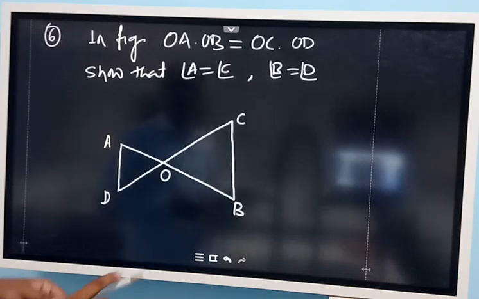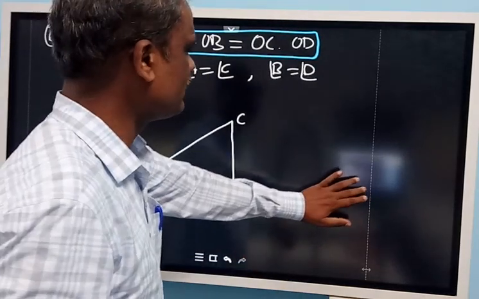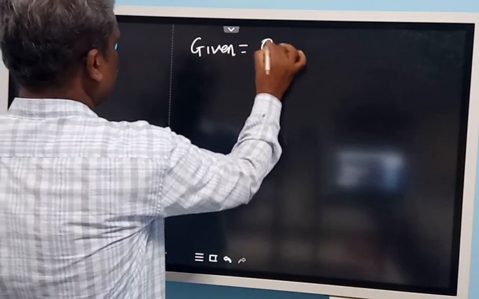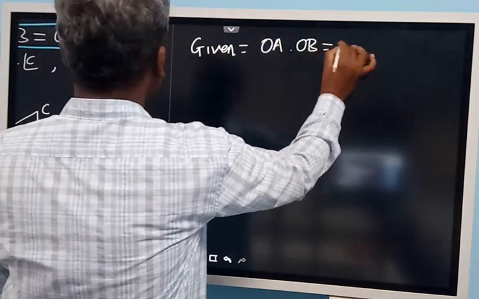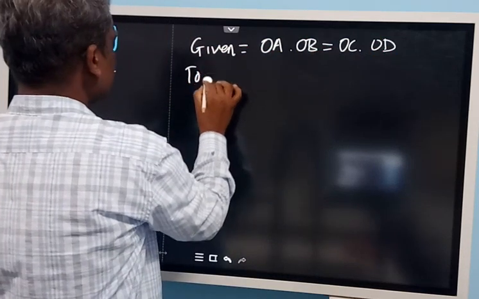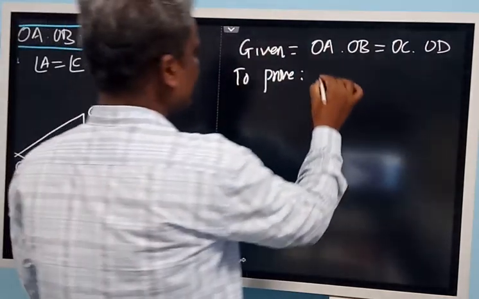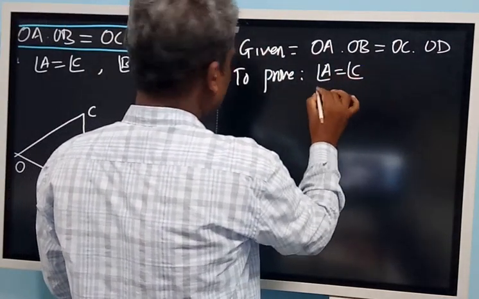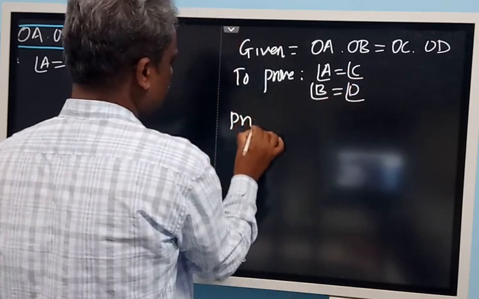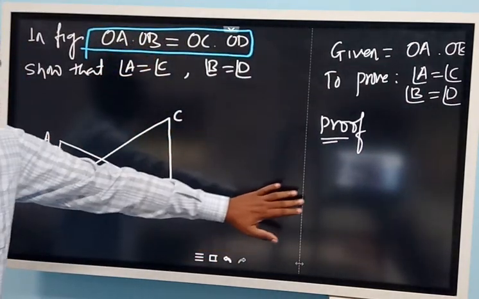Now, in the data that is given, this is the data that they have given. So you can write what is given here. Given OA dot OB is equal to OC dot OD, and we need to prove that angle A is equal to C and angle B is equal to D. These are the angles we have to show that they are equal. So let us go to the proof now. Use this data given and we have to reach this conclusion.